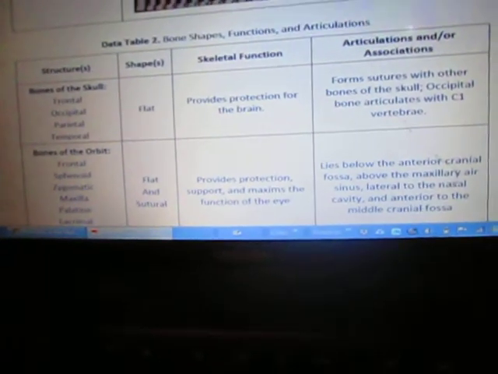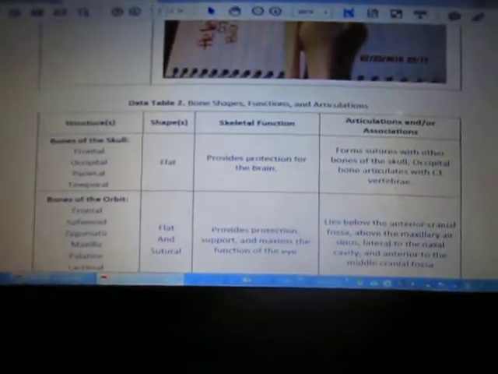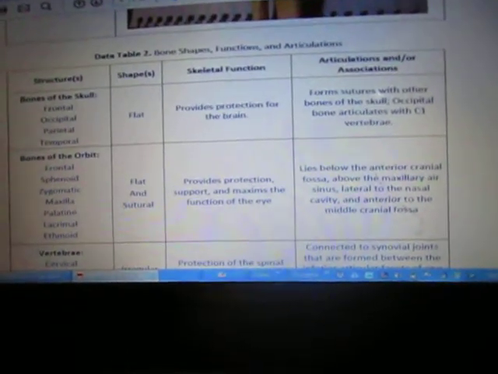And then we move on to the bones of the leg, which consist of the femur, patella, tibia, and fibula, and the tarsus, which is basically the ankle. And then these are the different structures and what I was referring to earlier, which is the different shapes of the bones, which consist of flat, which are the frontal, occipital, parietal, and temporal.